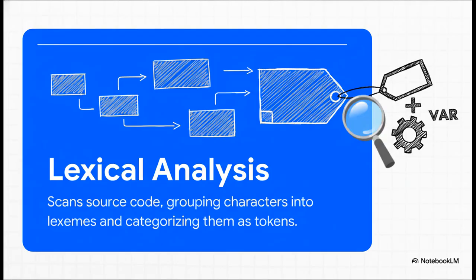This first step is called lexical analysis, and it's really all about two key ideas: lexemes and tokens. A lexeme is the actual text itself, like the variable name, result, or just a plus sign. But a token is the category of that text. The computer is essentially putting a label on everything, saying, okay, this thing is a variable name, this one's an addition operator, this one's for assignment.